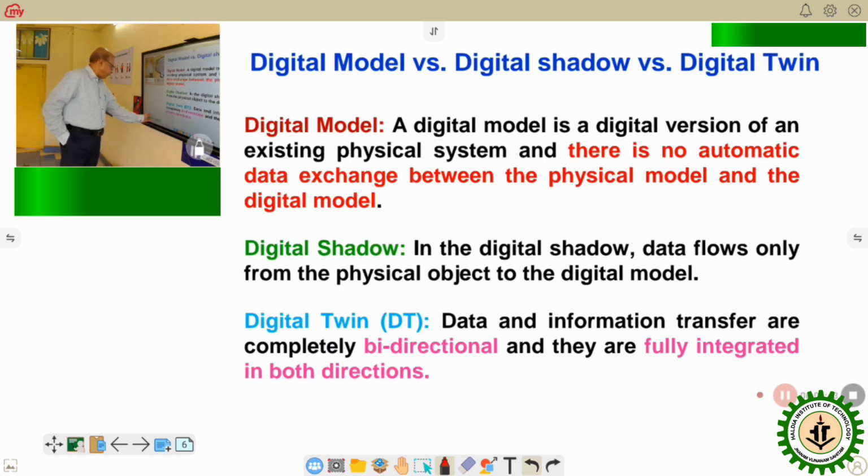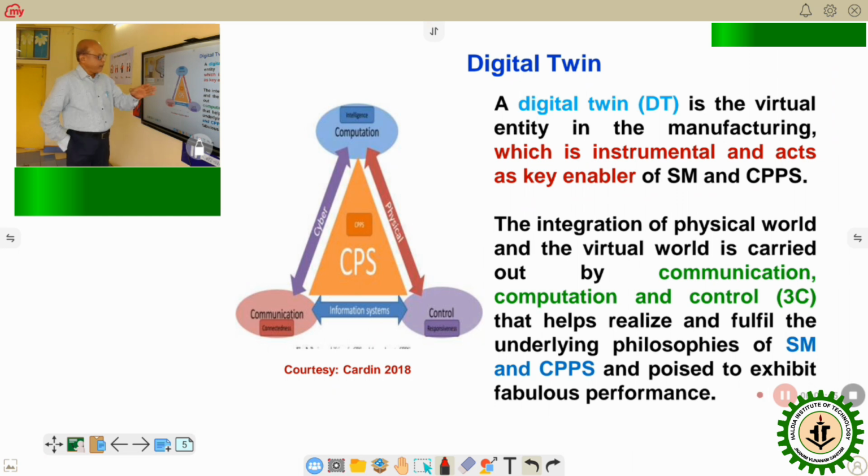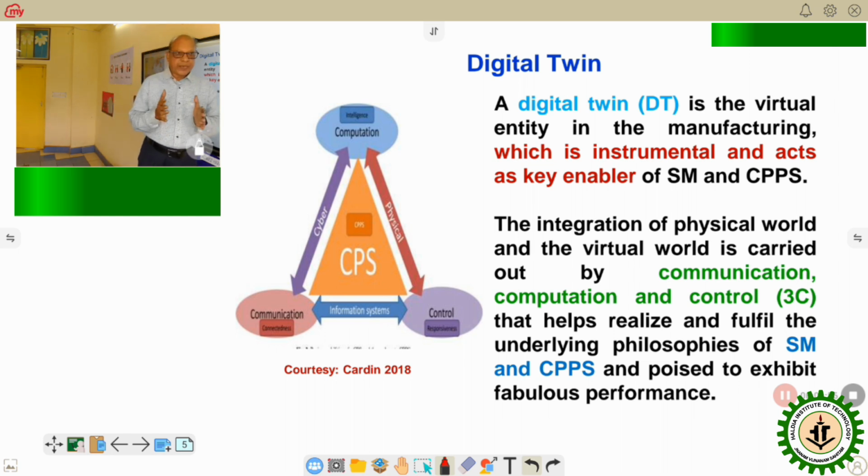So before, let me explain a little bit about the digital twin. It is the virtual entity in manufacturing which is instrumental. How will we create this digital twin? In the digital world, we have a replica. That is what exactly is called a twin.